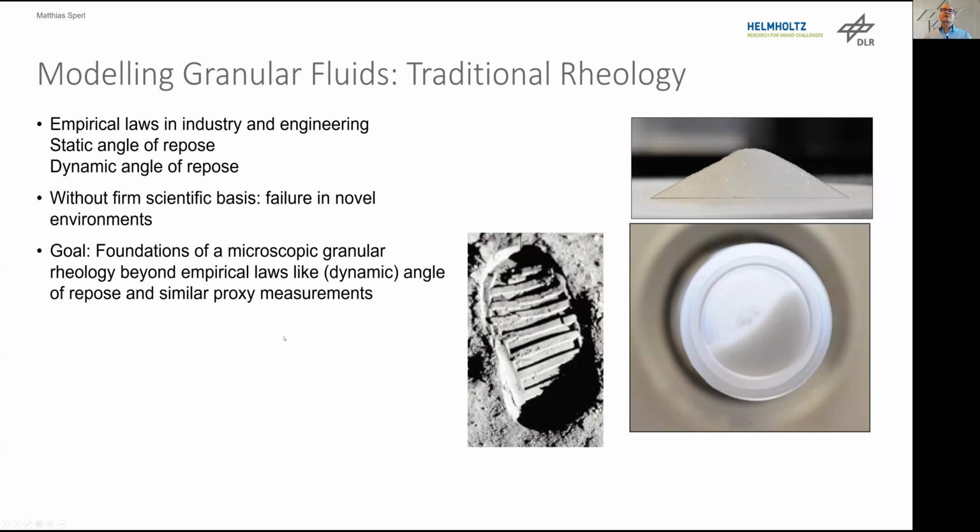And a traditional view of granular rheology is shown here, where you use sort of the static angle of repose or a dynamic angle of repose. That's a rotating drum to find out about the rheology. One of the first out-of-Earth rheological measurements was by Buzz Aldrin on the 1969 landing. He deliberately made a footprint, took a photograph, and the rheology, if you like, the proxy measurement, revealed that the lunar soil is quite cohesive.